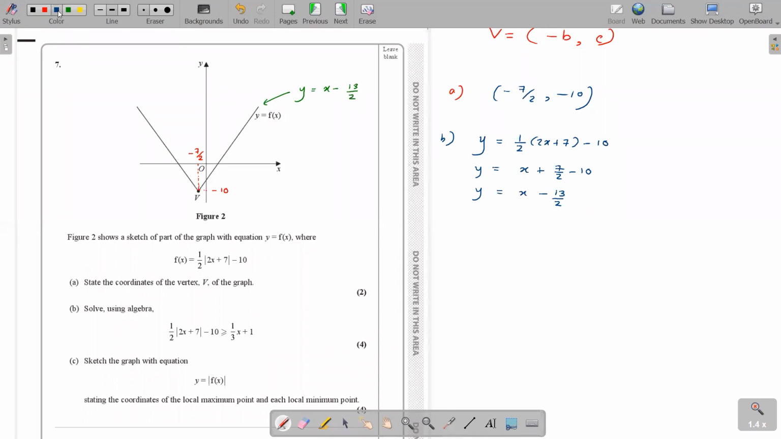Get the other graph as well by considering the negative gradient. The negative part of the modulus: y equals half, inside the bracket it's negative 2x minus 7, the negative, and minus 10. Minus half into minus 2 is minus x. Minus half into 7 is minus 7 over 2. Minus 10. How much do we get? y equals minus x minus 27 over 2. So that should be the other graph. This one, the negative gradient graph.